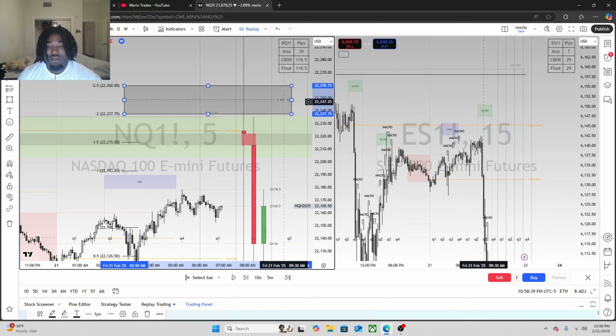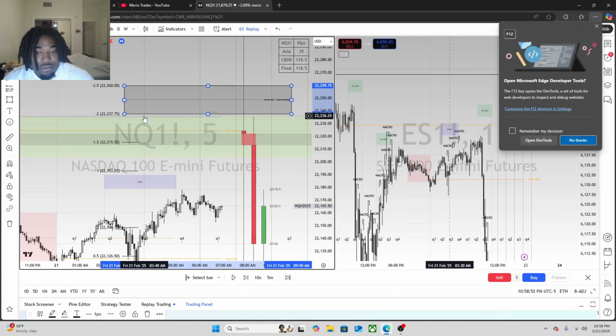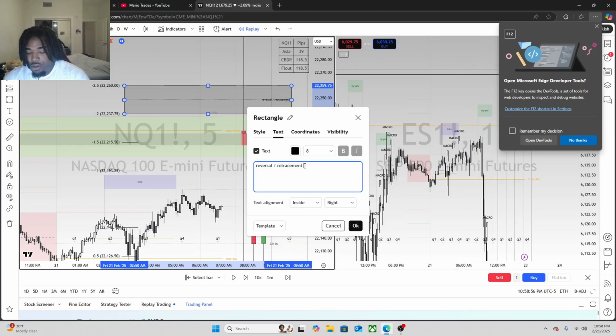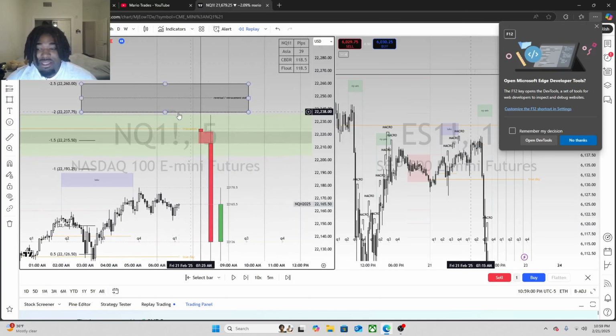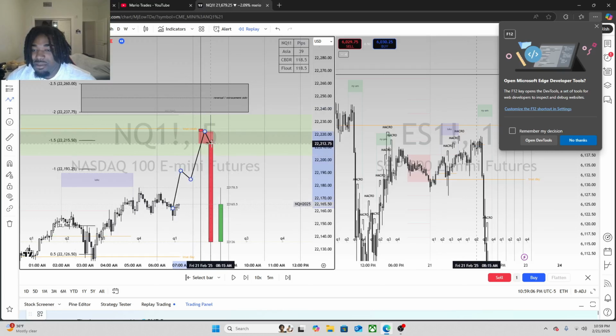And this, remember I told y'all, this is a reversal retracement standard deviation. In this area, I'm waiting for price to come up into this area. Right? Come up into this area. Displace below.